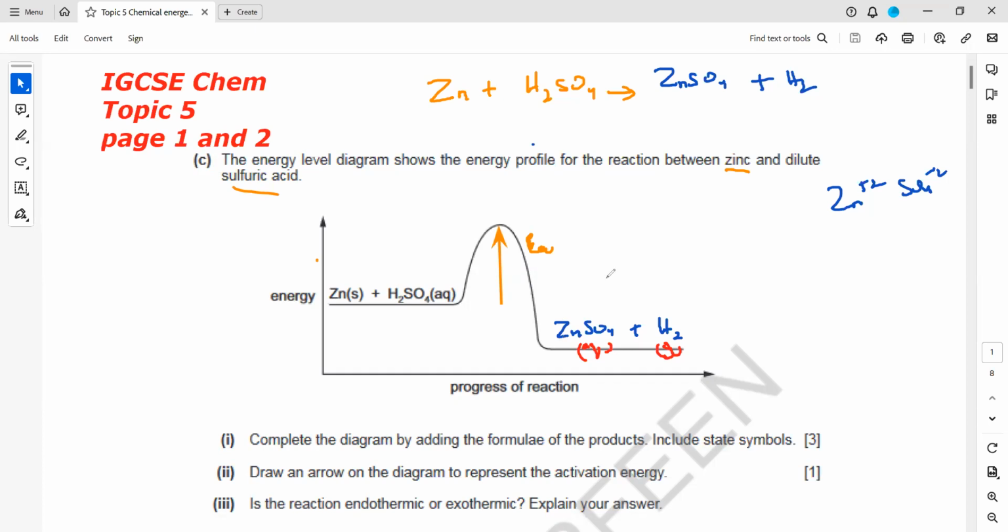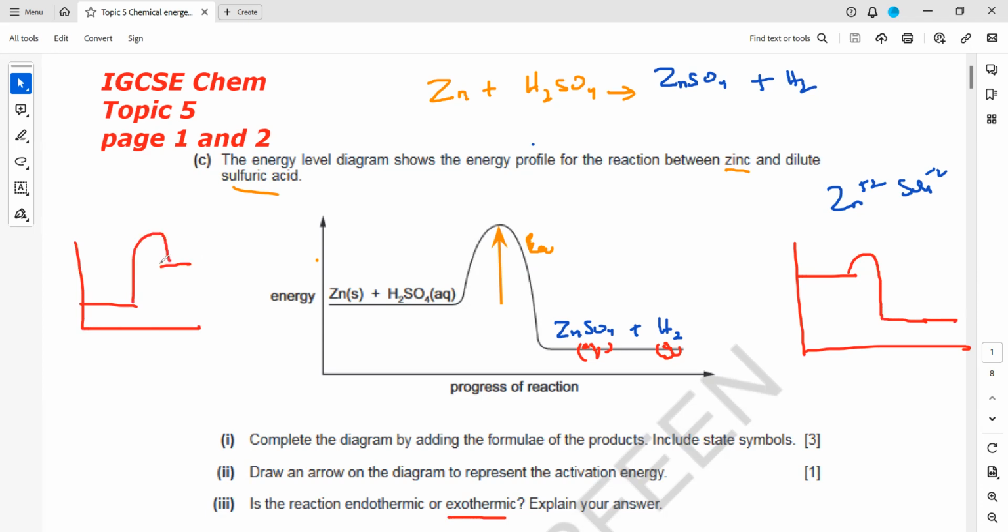exothermic, not endothermic. Why? Because in exothermic, reactants have high energy and the product is having low energy. So which kind of reaction is this? This is an exothermic reaction. And the reason for your choice: the reactants have higher energy than the product. So in the energy profile diagram, if it's an exothermic reaction, reactants are always at the top. And if it's an endothermic reaction, reactants are always at the bottom.